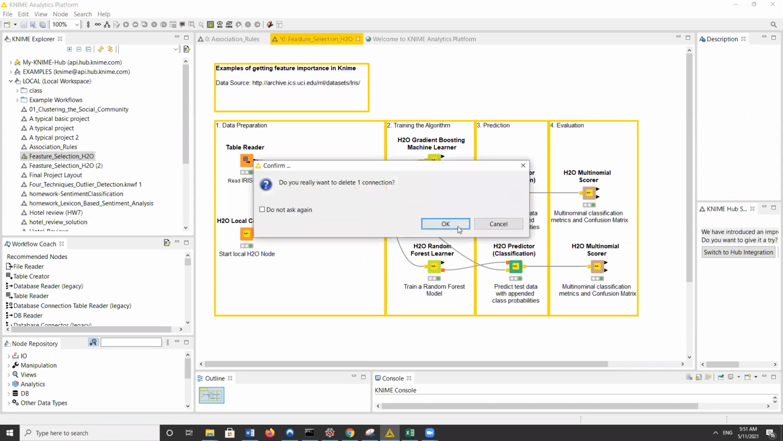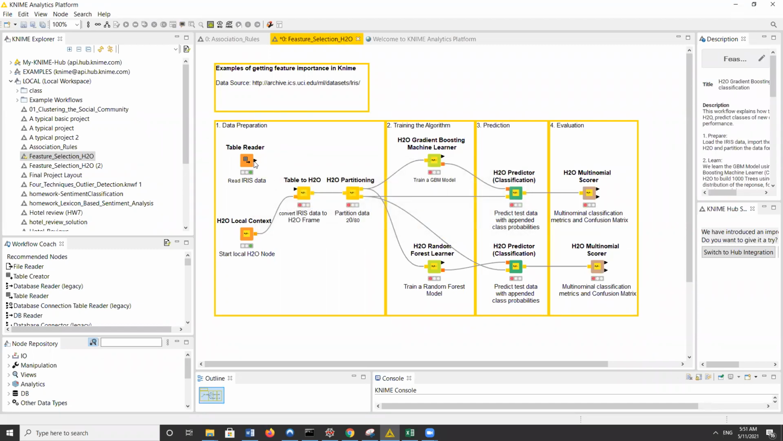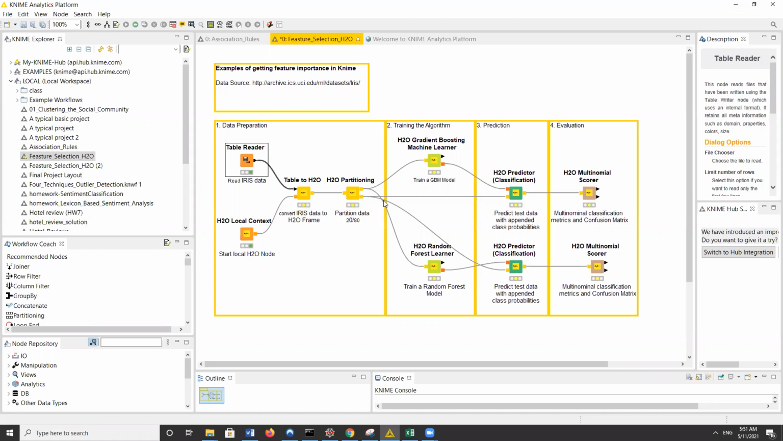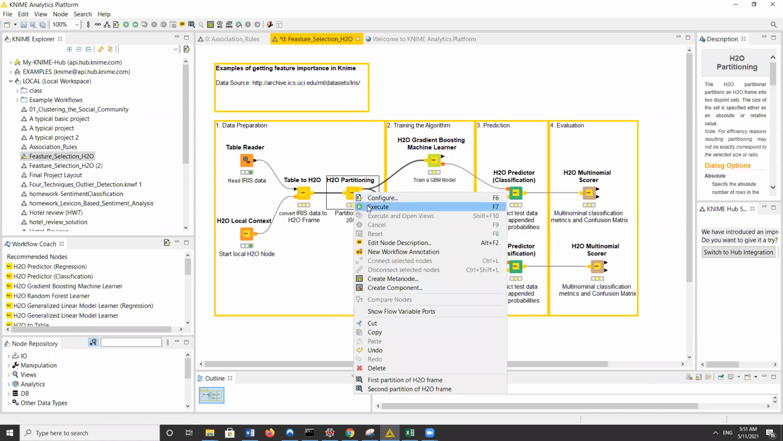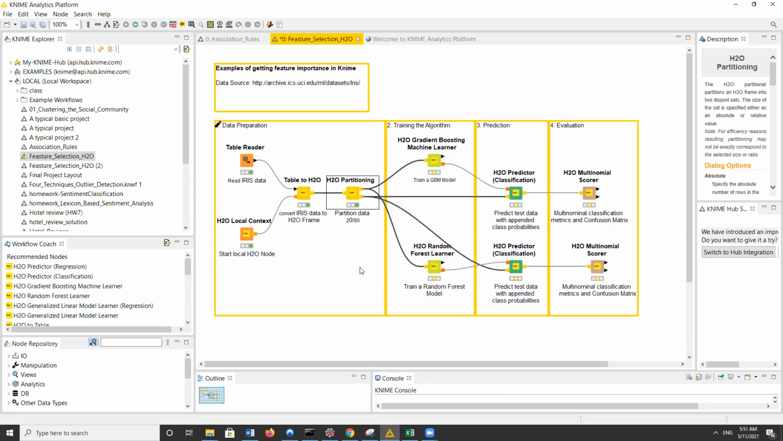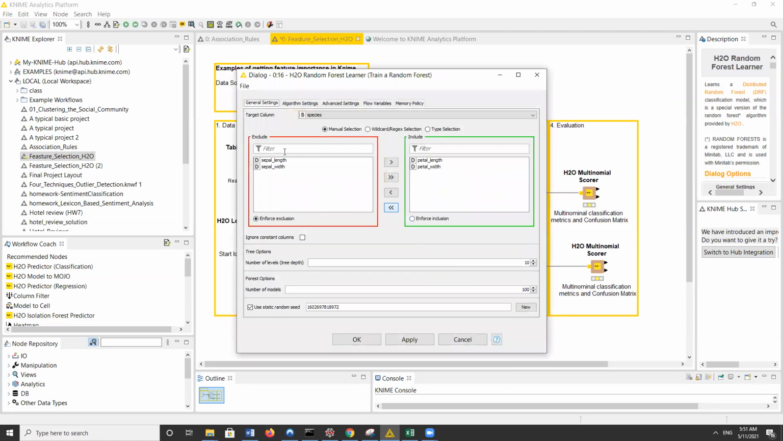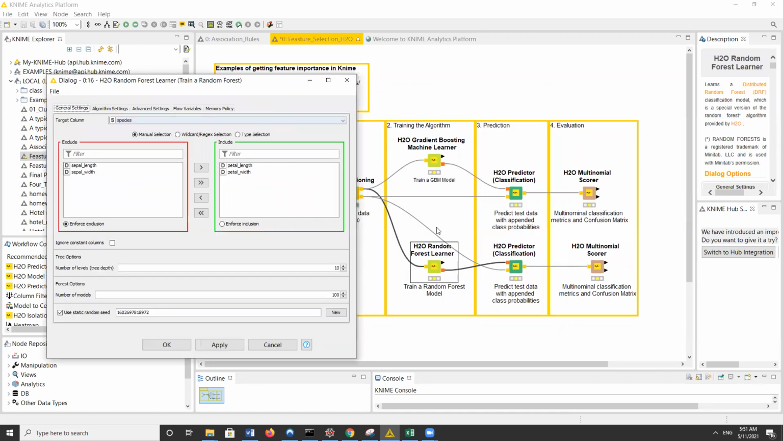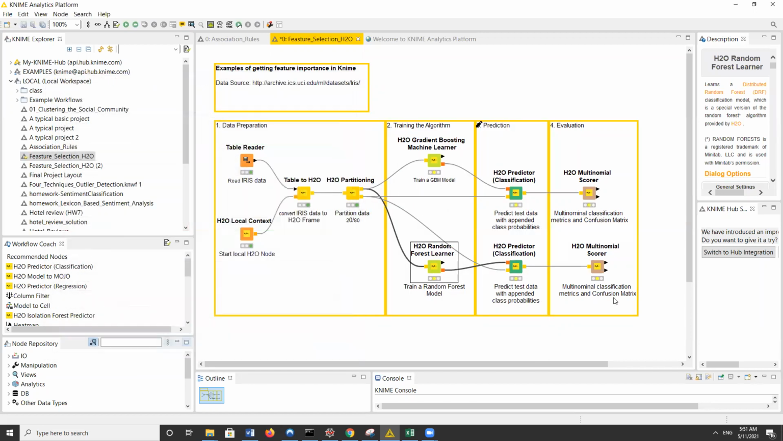Maybe I just make a quick change. I delete and put it back. So execute up to here. In the random forest, now I exclude the sepal variables, sepal length and width, because in the previous node I understood they are not very important.